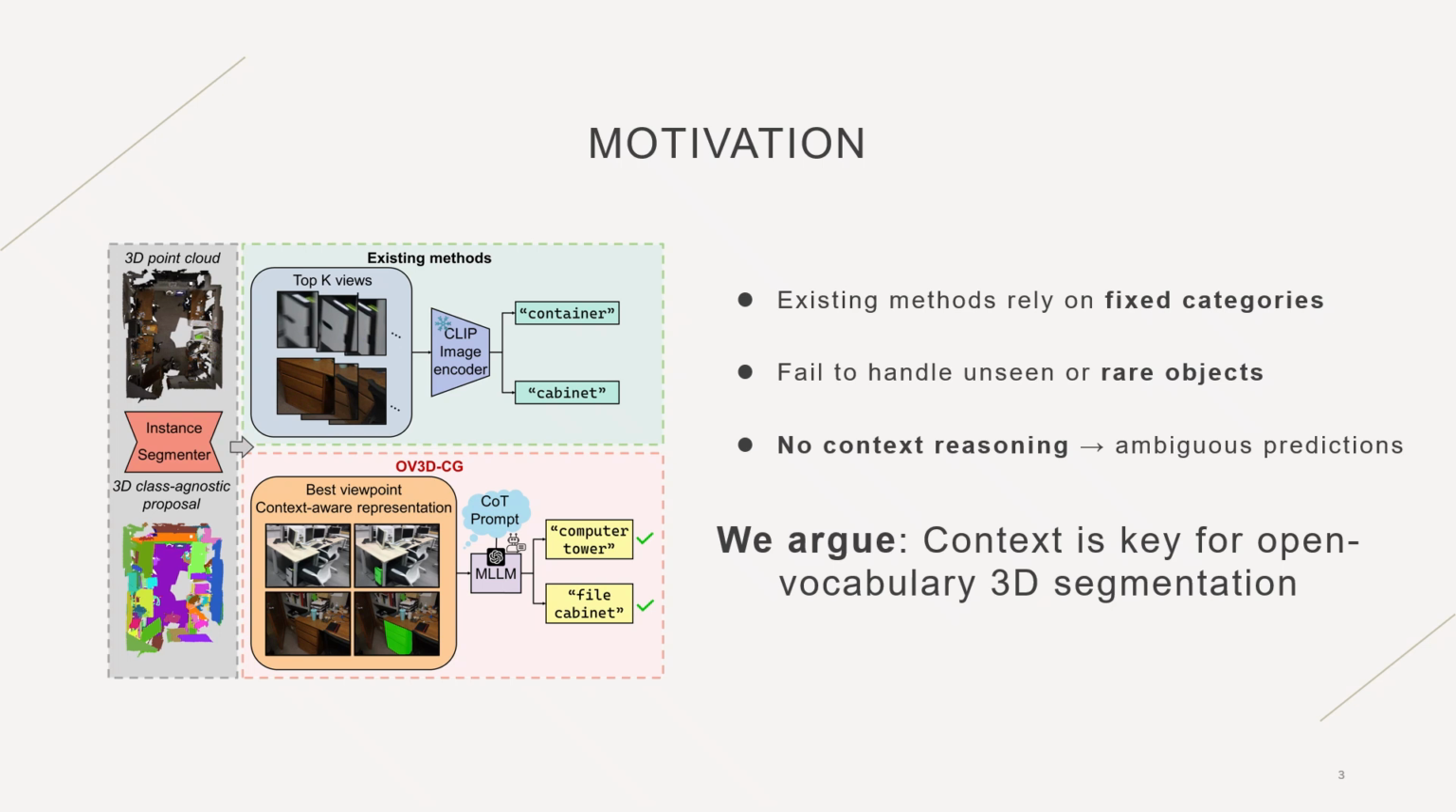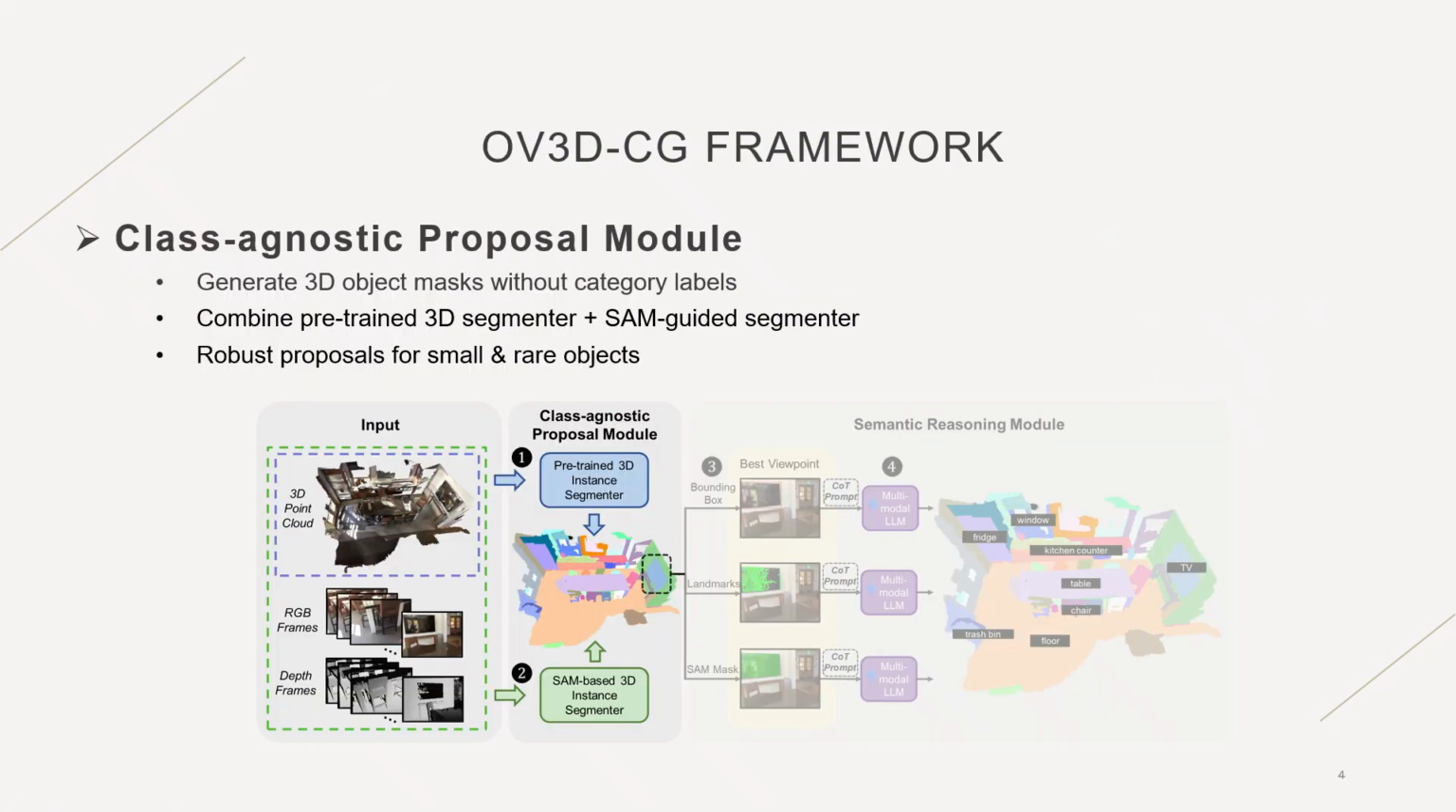For example, it might look at a computer tower and call it just a box. But if it notices the monitor and keyboard next to it, the AI can reason: this must be a computer tower. That's the key idea behind our work. Context matters. Our framework has two main parts.